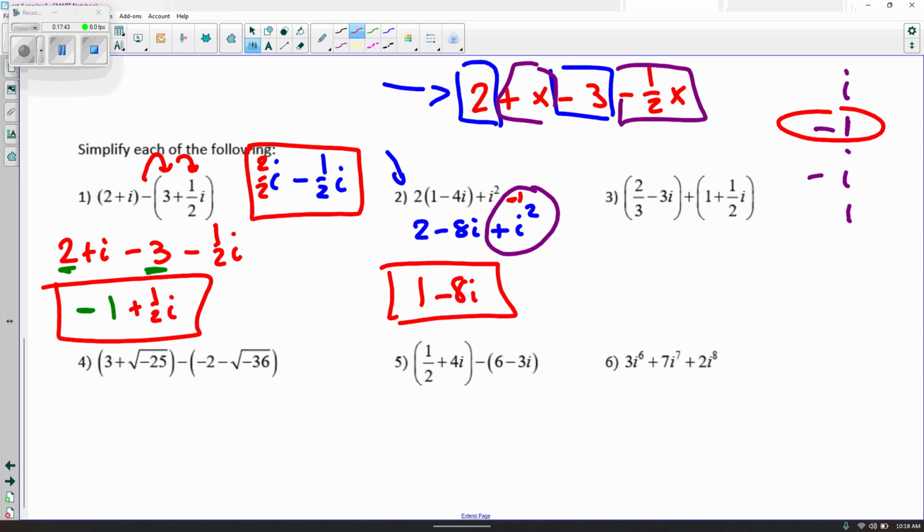Number 3. Well, I don't really need those. I know there's parentheses there, but when I distribute a plus sign, nothing changes. So I can get rid of the parentheses and just really look at this problem for what it's worth. I can put my 2/3 and my 1 together. What is 2/3 plus 1?